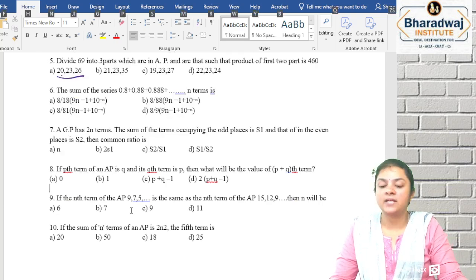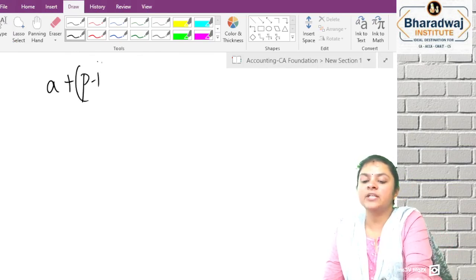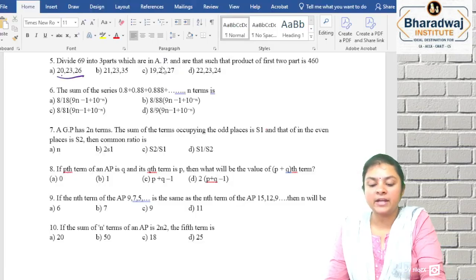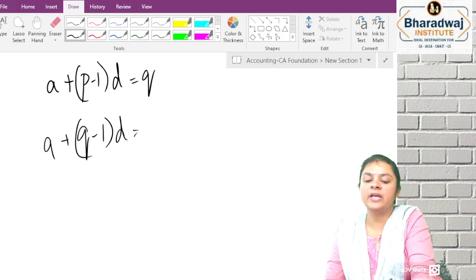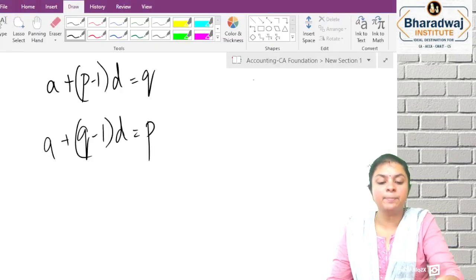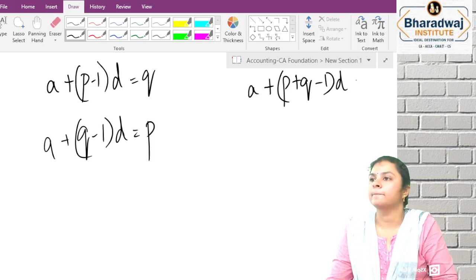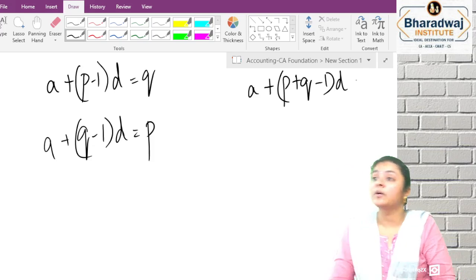Pth term of an AP is Q. So how do we write this? A plus P minus 1 into D is equal to Q. And Qth term is P: A plus Q minus 1 into D is equal to P. What is the value of P plus Qth term? So they are asking A plus P plus Q minus 1 into D.